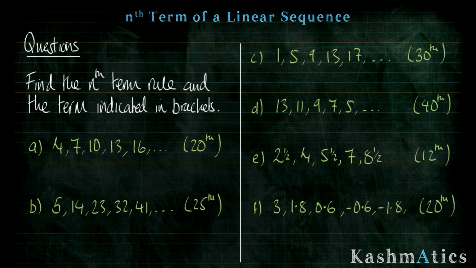And now it's your turn to try. What I want you to do is find the nth term rule for each of these sequences and then the term indicated in brackets. So for example, in the first one, you work out the nth term rule for that sequence and then work out what the 20th term of that sequence is. So pause the video and I'll put up the answers in a little while.